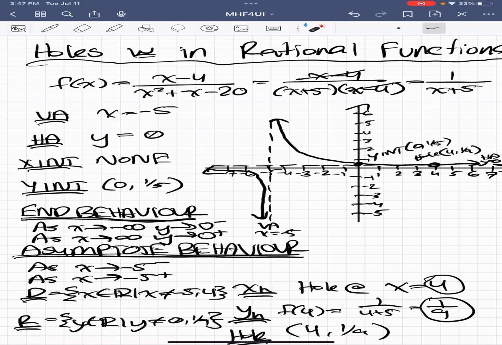So for the end behavior, as you can see here, as the graph continues into negative infinity, the y values approach 0 from the underside, so it's going to be 0 with a negative symbol. As it approaches infinity, we see here that it approaches 0 from the positive side, from above the HA. So that explains end behavior for both negative infinity and infinity.